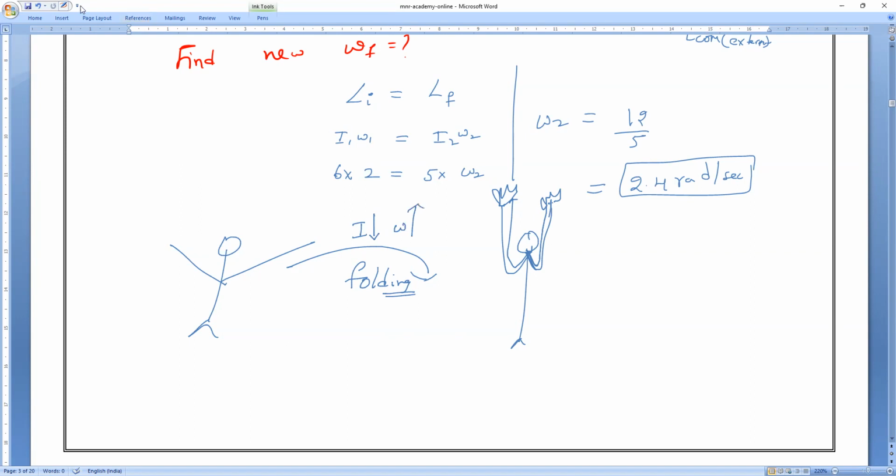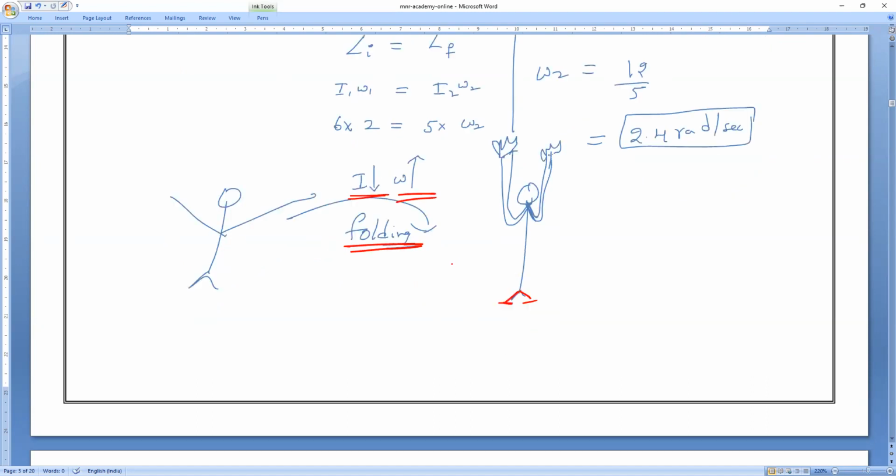When it is folding, all of you remember the I value keeps on decreasing and what will happen? Angular velocity will keep on increasing. That is what I want to say. So please remember that, everybody, when we are folding the hands. Understanding all of you? So inertia will keep on decreasing and angular velocity keep on increasing. So please learn it. Okay. So this is the concept which we are studying now.